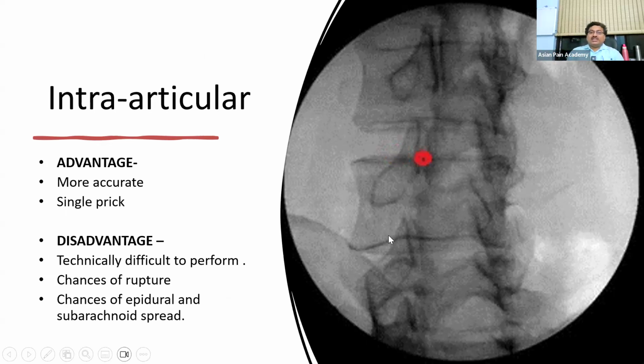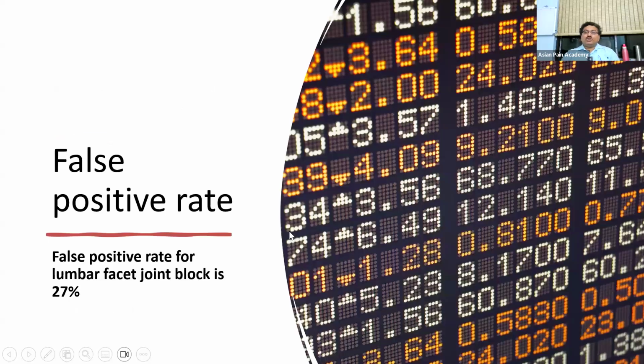Coming to the intraarticular injection, the advantage is definitely that it is more accurate. You don't require two pricks for one joint; a single prick is good enough. But the disadvantage is that it is technically difficult to perform. There are chances of rupture, especially into the anterior part, or the medial part, and the drug may spill over to the epidural space, then also the diagnostic efficacy is lost, and there are chances of epidural and subarachnoid spread. So you have to consider patient to patient.